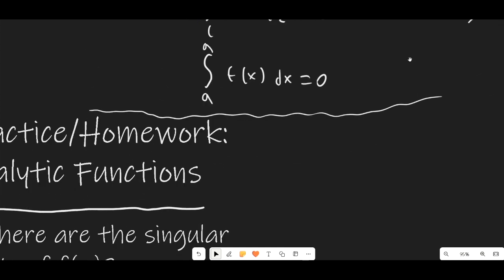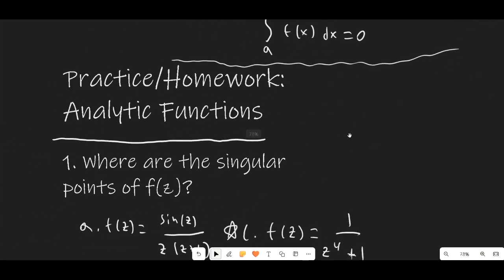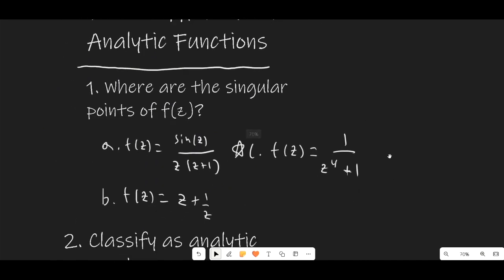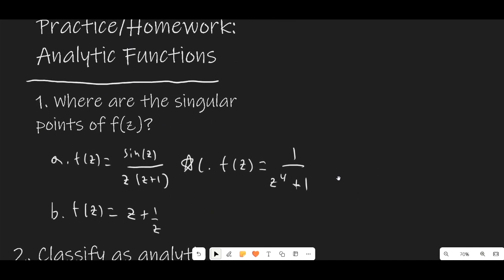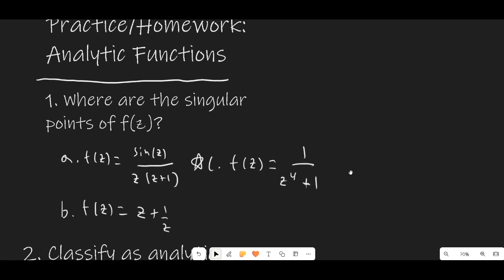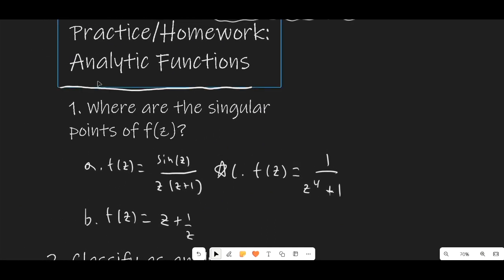But for now, we have some practice or homework questions that I would absolutely love for you guys to try, just to check your understanding and to make sure that you understand everything. So first, we have a practice on analytic functions, where you just have to find the singular points of f(z). Now we're looking at analytic functions, so these points will be the only points where our function will not be analytic. So here are 3 different values of f(z). C is a little bit more difficult, but I'm sure you guys can figure this out. So go ahead and pause now and try those problems.